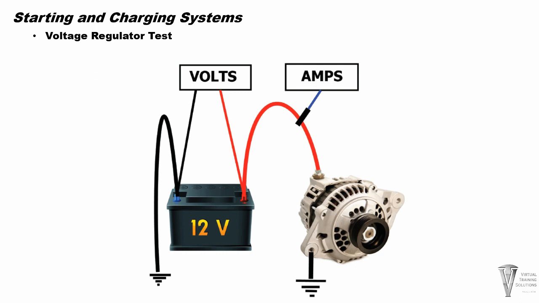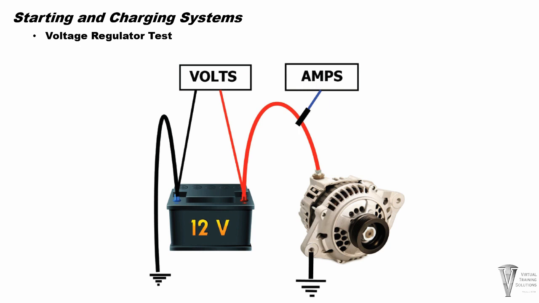To test the voltage regulating system, connect the voltmeter and the ammeter as shown. The engine must be warmed up and all accessories off. Hold the throttle steady at approximately 2000 RPM. The ammeter reading will drop steadily and then stabilize at some number. The lower the number, the more accurate the test.